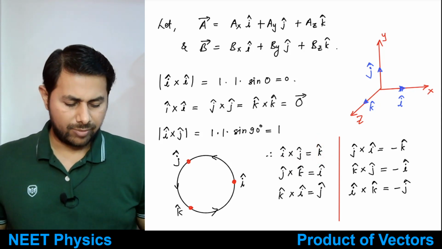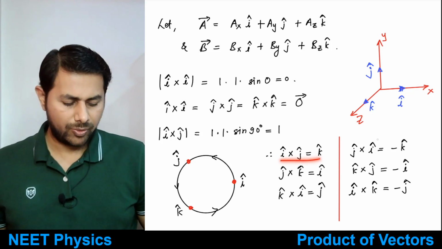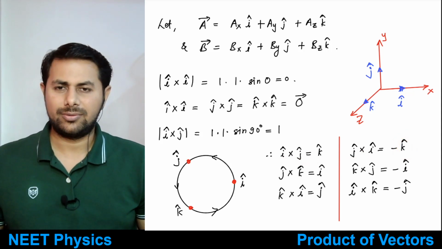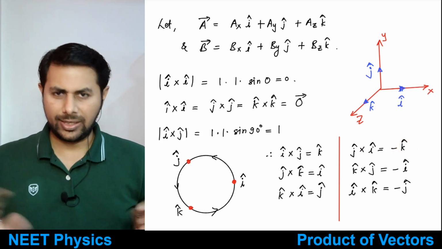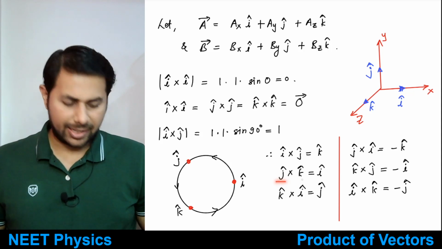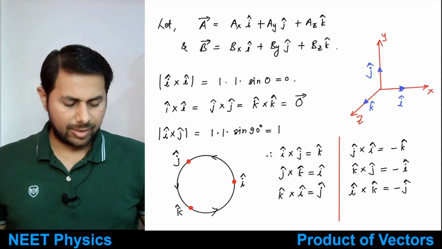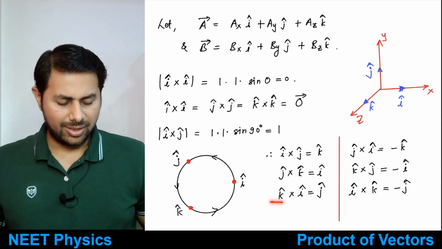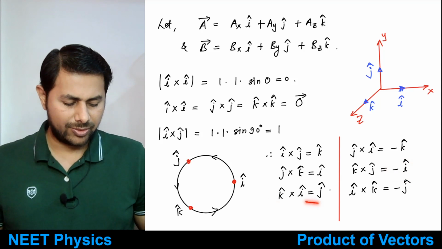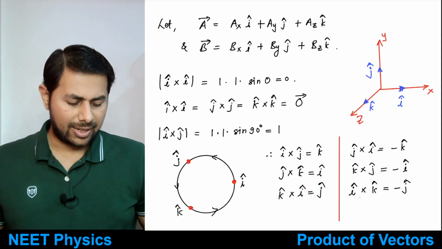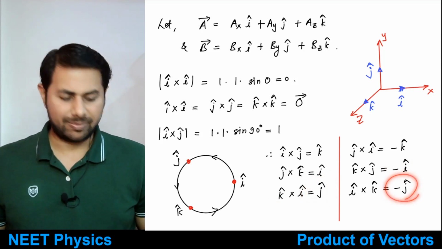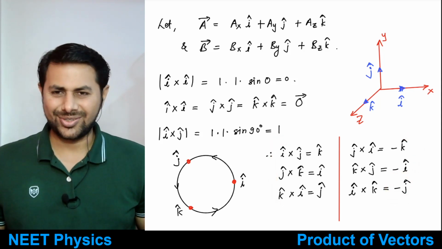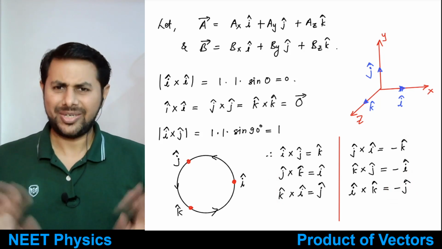But if you do the opposite thing, if you multiply j cap with i cap, it will give you minus k cap. Similarly, you can check this: j cap cross k cap will give you i cap, but k cap cross j cap will give you minus i cap. And k cap cross i cap will give you j cap, and i cap cross k cap will give you minus j cap. So now we need to remember this, but you might say this is a lot to be remembered. But it's not.